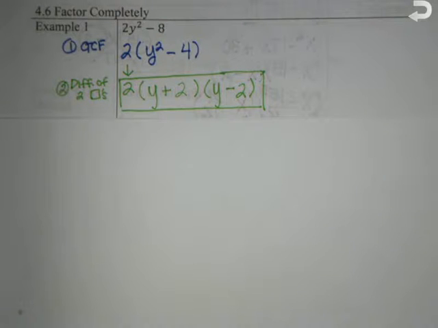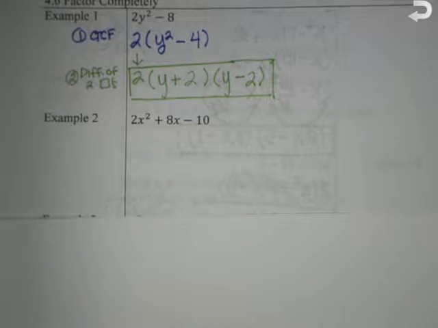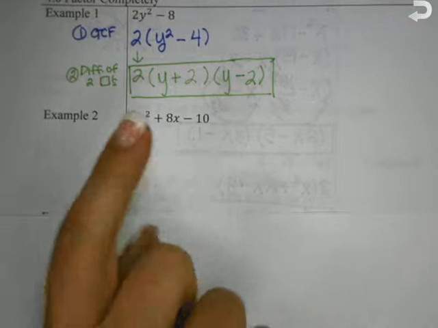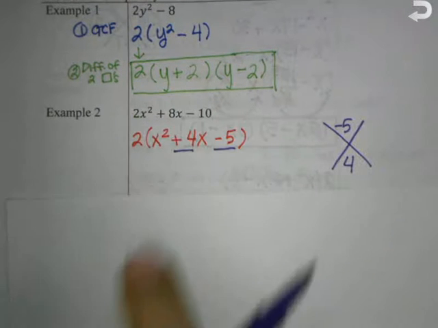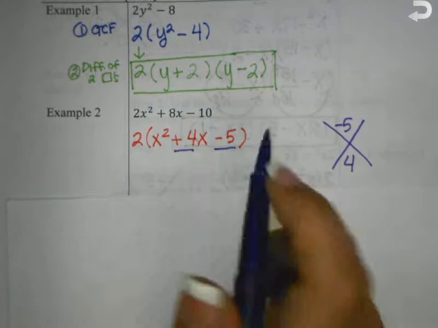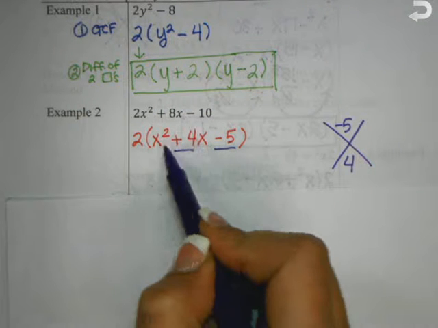Example 2. 2x squared plus 8x minus 10. You cannot use diamond if there's a number in front of x squared. 2. Well, that's why we pulled out the GCF, because now x squared is by itself, right?